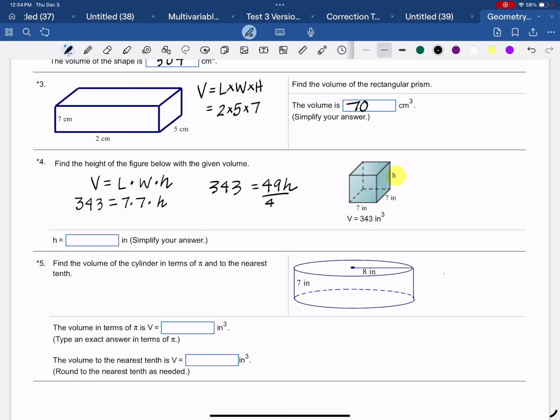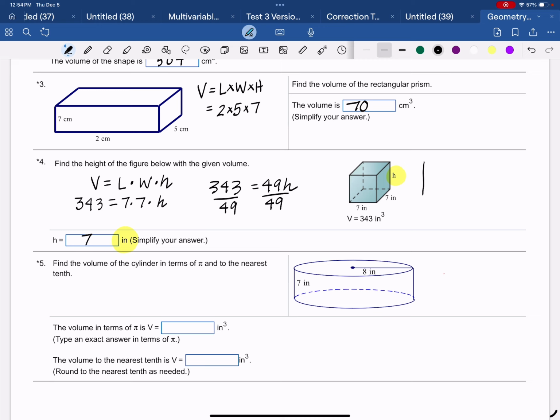So to solve that, we need to divide 343 divided by 49, and our answer is also 7 inches. Now notice this time we're in inches because we're just trying to find this straight length. We're not finding cubes or squares, just a straight length, so we have simple inches.